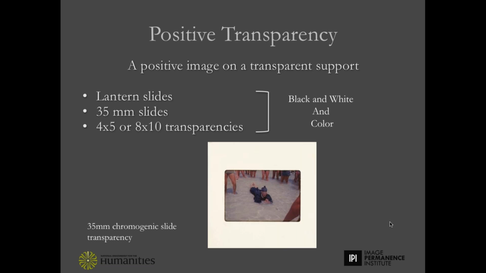A positive transparency is a positive image on a transparent support. In the 20th century, these are often made in camera, and like this object illustrated here, a 35mm slide, the image made in camera is a negative, and then it's chemically reversed to create a positive image. Alternately, positive transparencies can be made by printing a negative onto another piece of sensitized film. These can also be black and white or color.